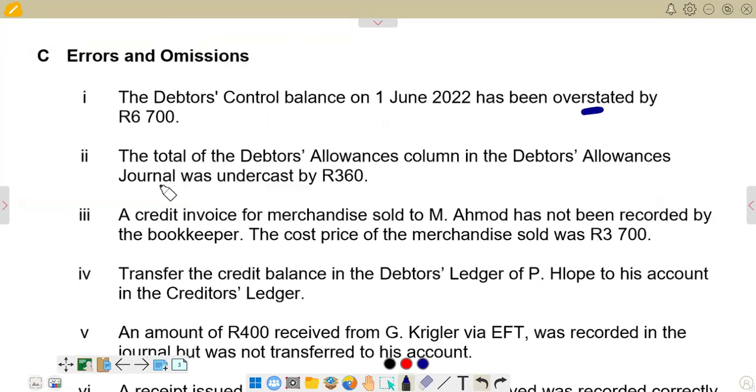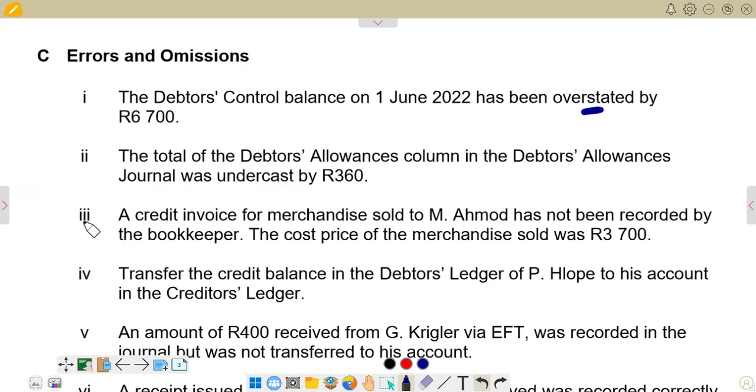But if you come here, the second part is saying the total of the debtors allowance column in the debtors allowance journal was undercast by 360. That is not going to affect our sales, but obviously this one is going to affect our debtors allowances.